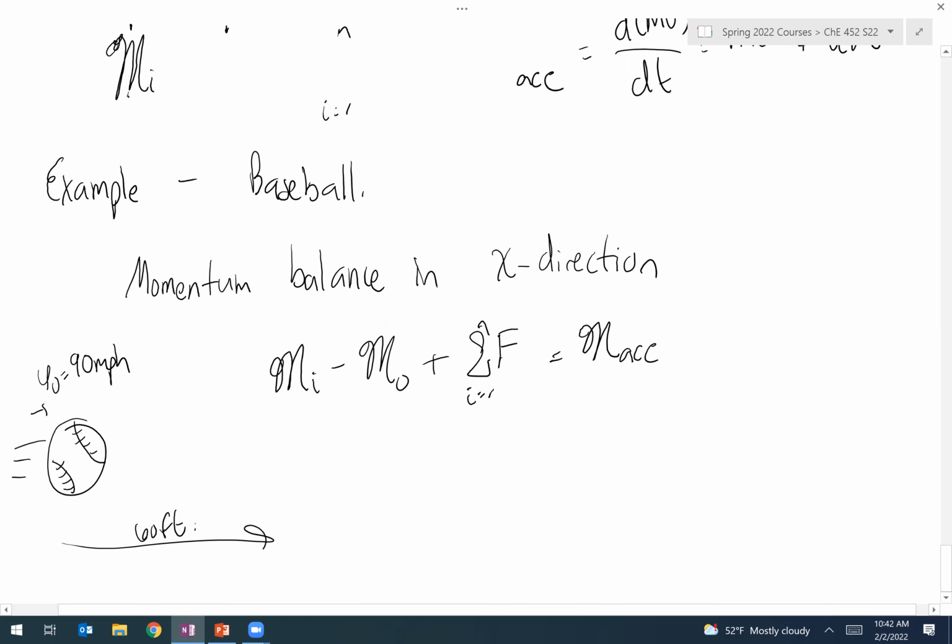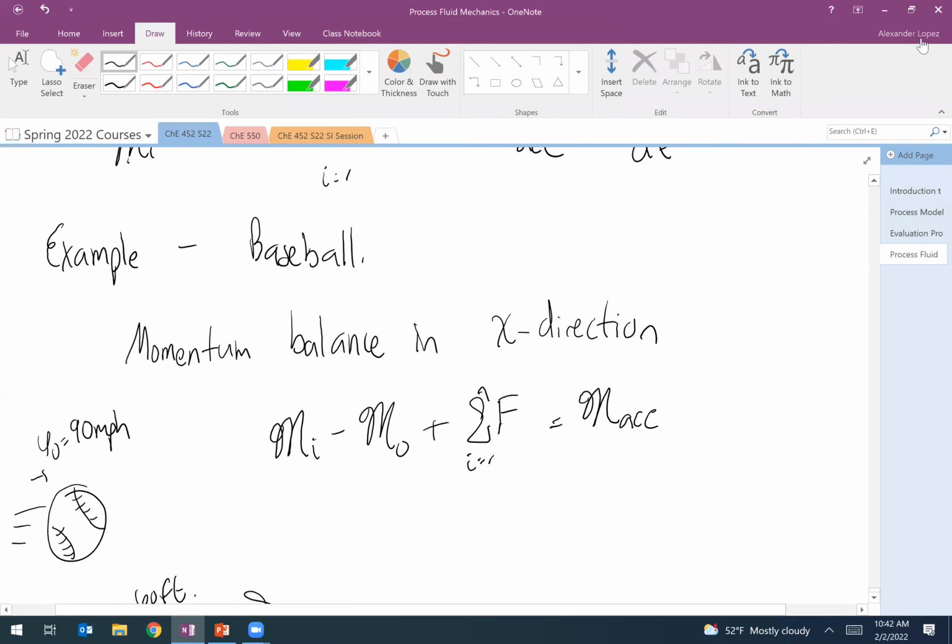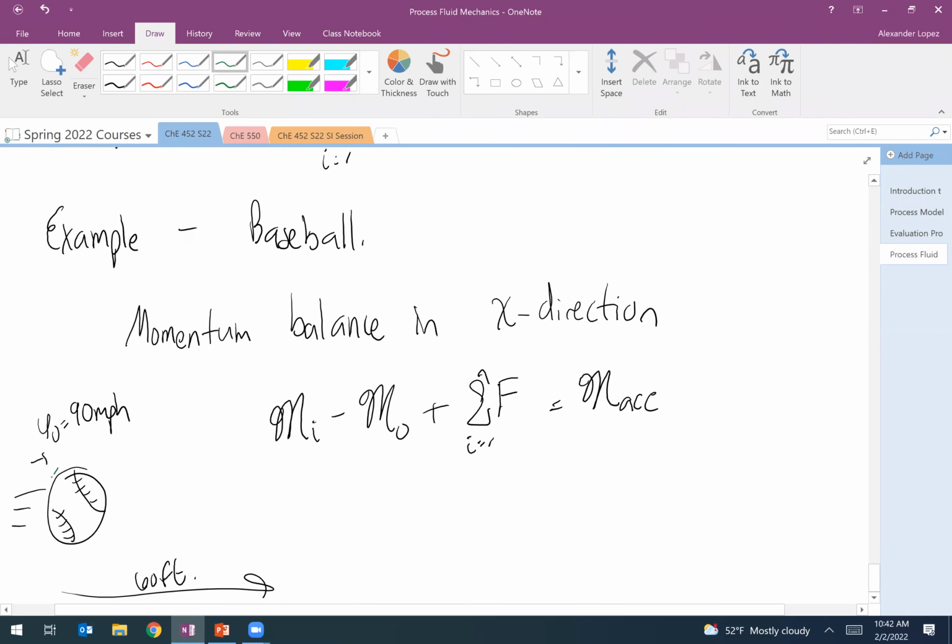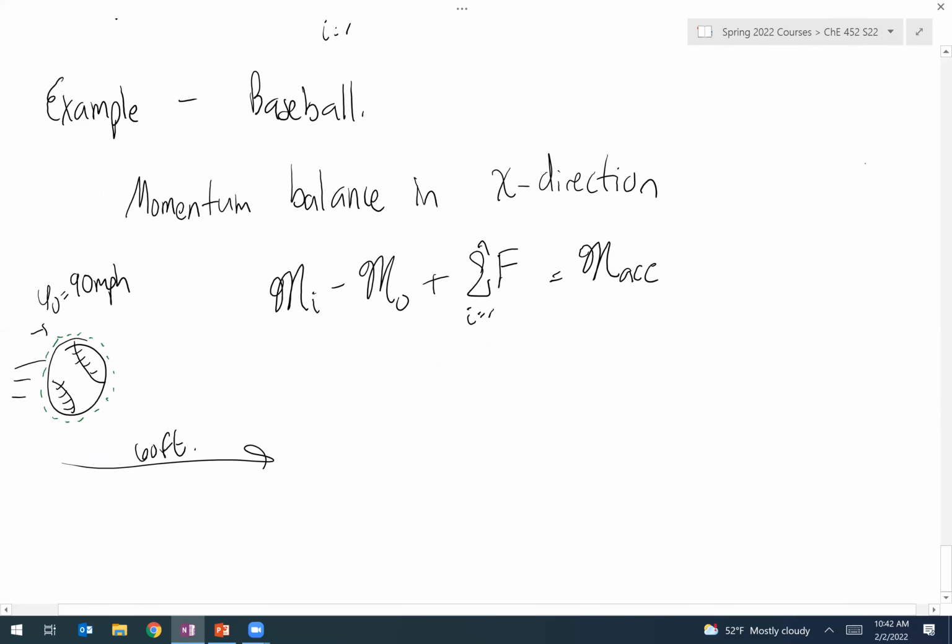It's a little tricky to think about momentum in and out because, first question, right? We need to define the system. For me, I would define my system, so I would draw my boundary around the baseball. And then I would ask myself, do I have any momentum in? Do I have any momentum out?